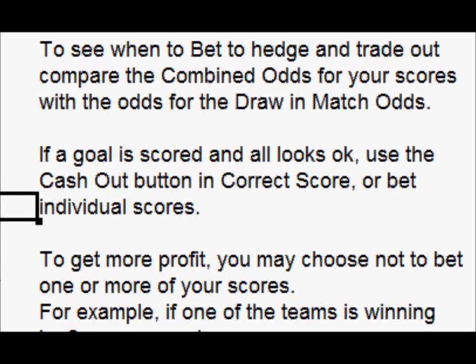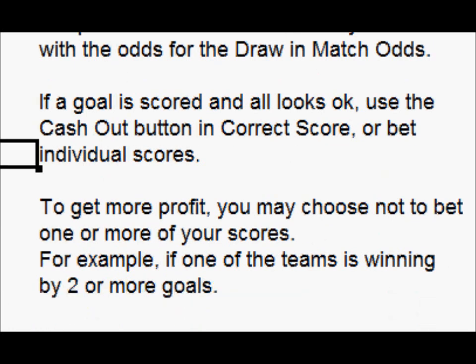Now if you prefer a little bit more profit, you may choose not to bet all your scores incorrect score, so you may just bet 1 or 2 of your scores to exit your trade. Your nil-nil score will be a successful lay if a goal has been scored, so you may only be betting the score of 1-1 and 2-2 for example. Okay, so if one of the teams may be winning by a couple of goals, you don't have to bet all your scores to exit your trade. Right, let's have a look at an example.